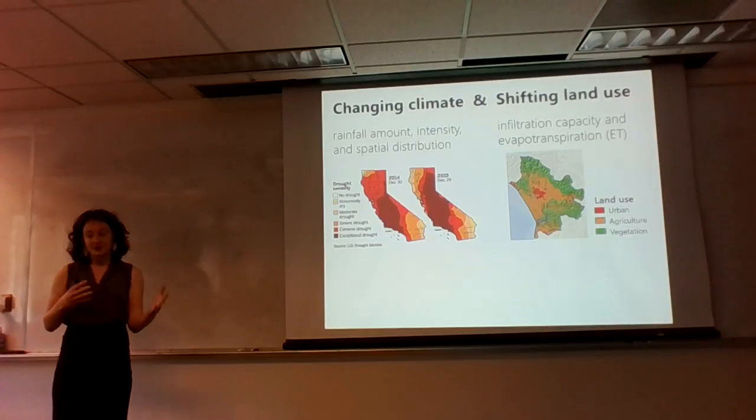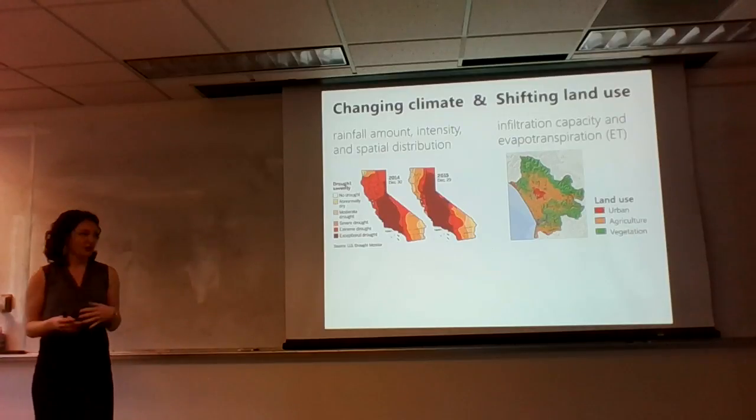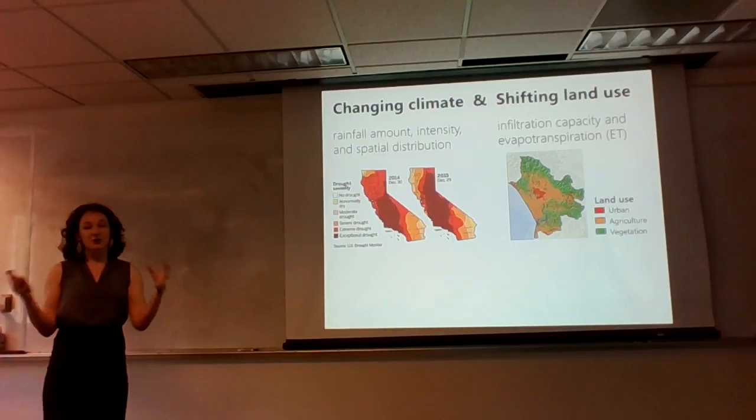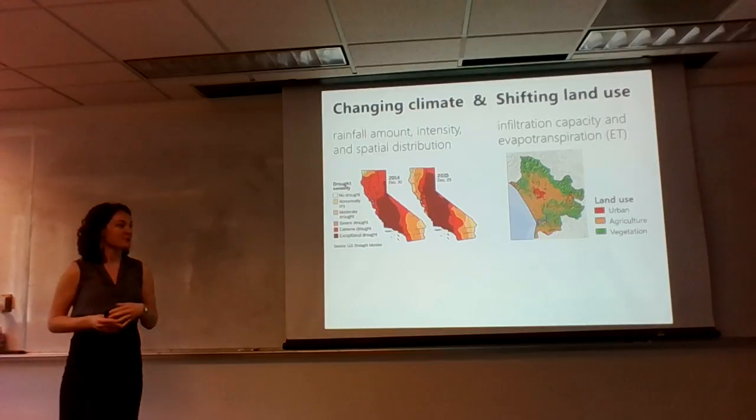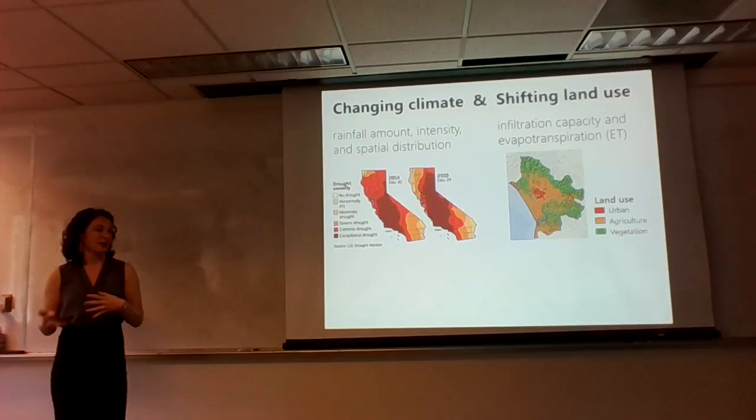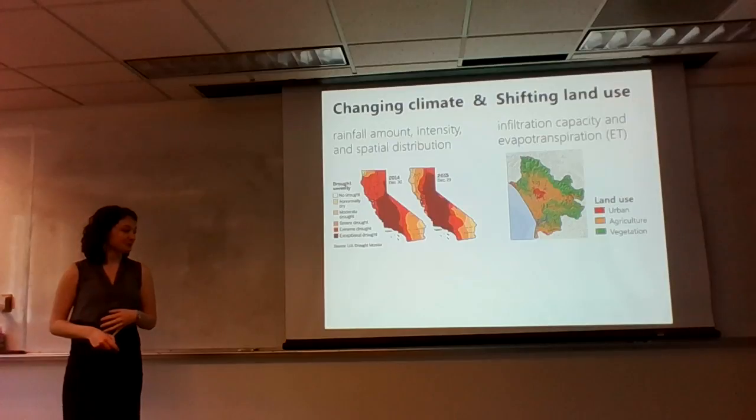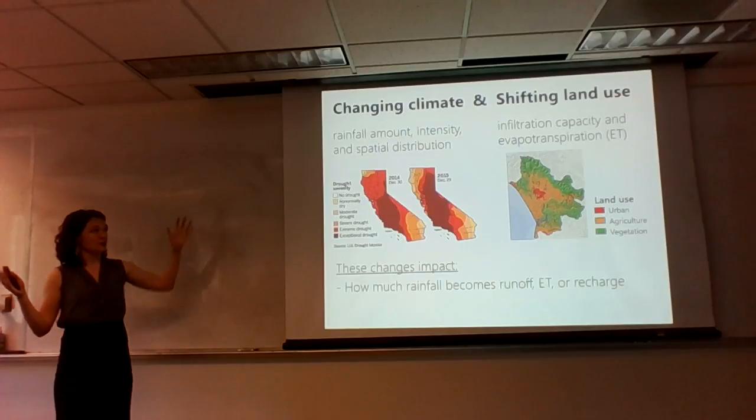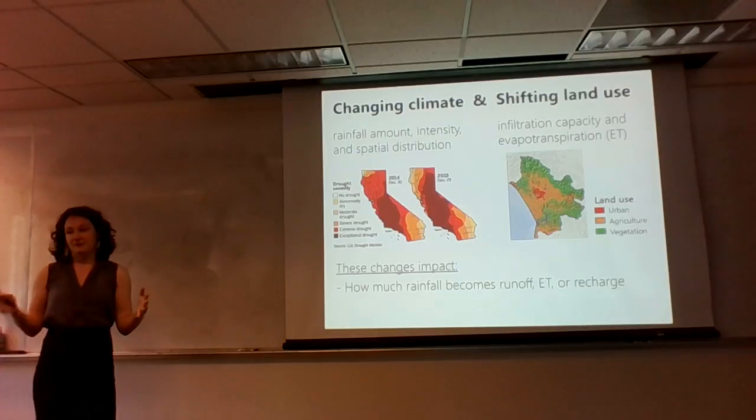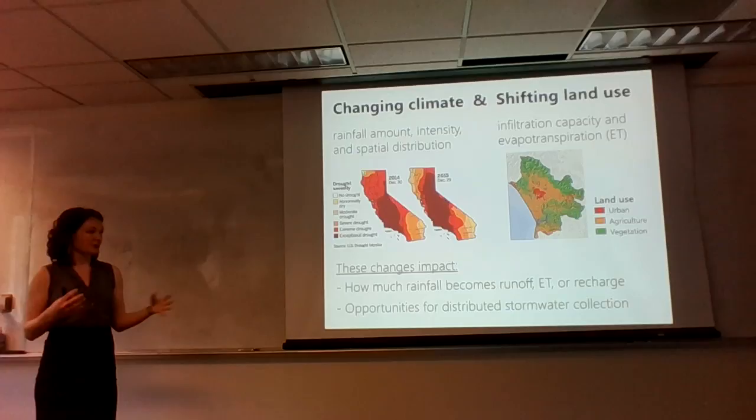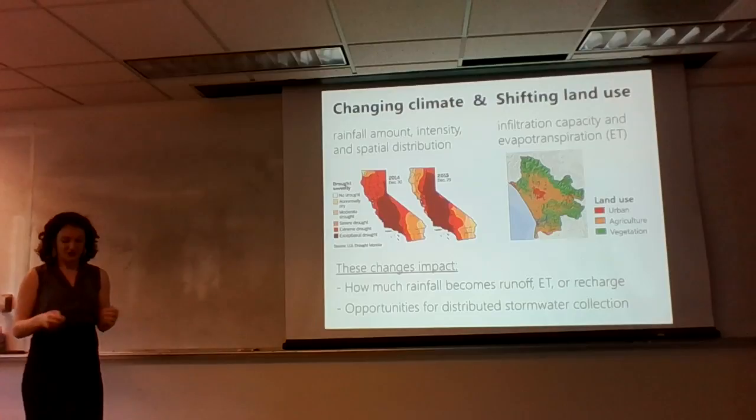Human development, including urbanization and agriculture, can also significantly modify the landscape and affect regional hydrology. For example, impervious surfaces like buildings and roads and parking lots can change infiltration capacity across the landscape, and removing native vegetation and planting agriculture also adjusts the fluxes of evapotranspiration throughout a basin. And so on a regional scale, both changing climate and shifting land use impact how rainfall is divided between runoff, evapotranspiration, and recharge. They also affect the context and need, as well as opportunities for distributed stormwater collection.